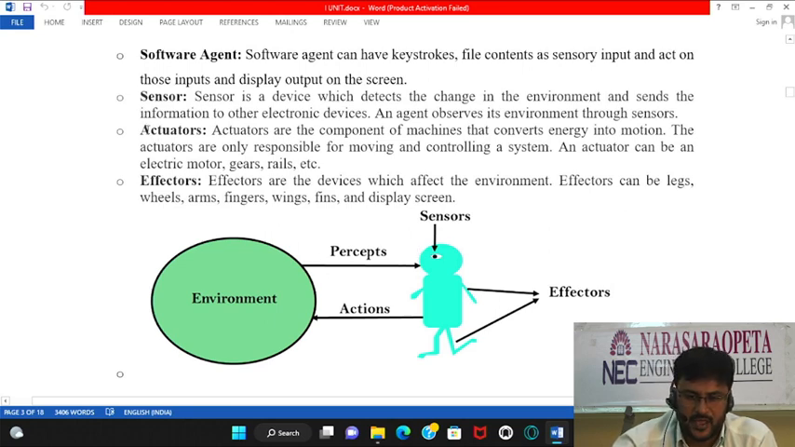Next, what are actuators? Actuators are components of machines that convert energy into motion. The actuators are only responsible for moving and controlling the system. An actuator can be an operating motor, gates, drives, etc.